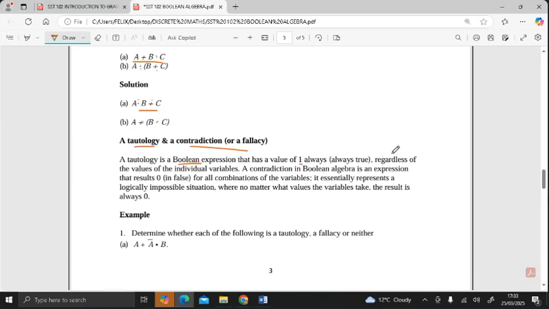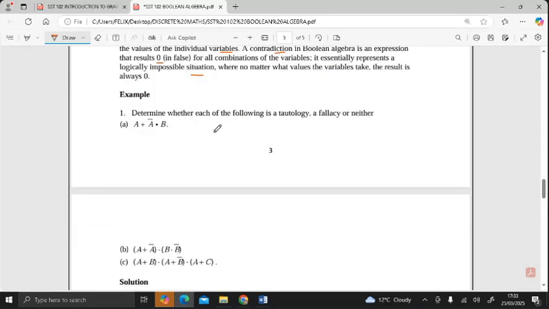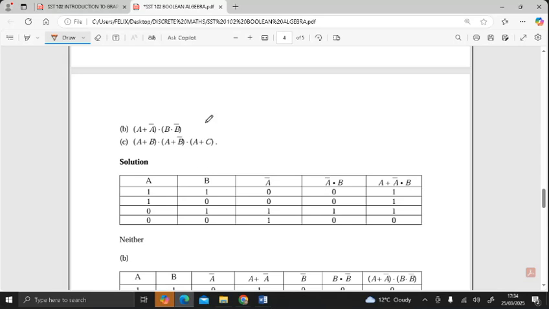Now, again in Boolean algebra, we have what we call a tautology and a contradiction, just in the same way we talked about propositional logic. Of course, you're told that it's a Boolean expression that is always one. You see, it's always true, that is, regardless of the values of the individual variables. A contradiction in Boolean algebra is an expression that results in zero for all combinations of variables. It essentially represents a logically impossible situation, where no matter what values the variables take, the result is always zero. That is it.